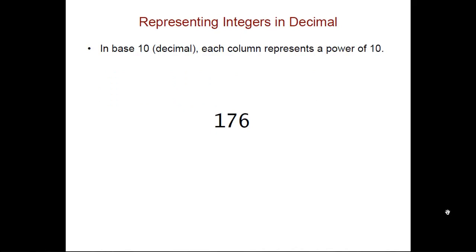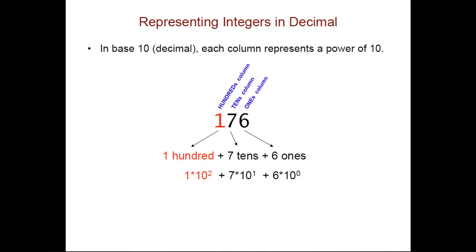Usually when we're working with integers, we write them in base 10 or decimal. And in that representation, each column represents a power of 10. So for example, in the number 176, we have a 6 in the ones column, because it's 10 to the 0 that is getting multiplied by 6, and 10 to the 0 is 1. The 7 is in the tens column, because it's 10 to the first that's being multiplied by 7. And then the 1 is in the hundreds column. We're multiplying the 1 by 10 to the second.